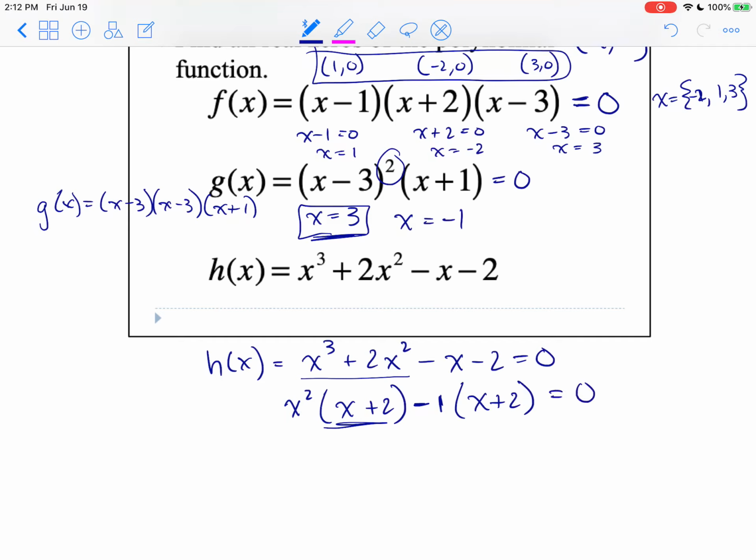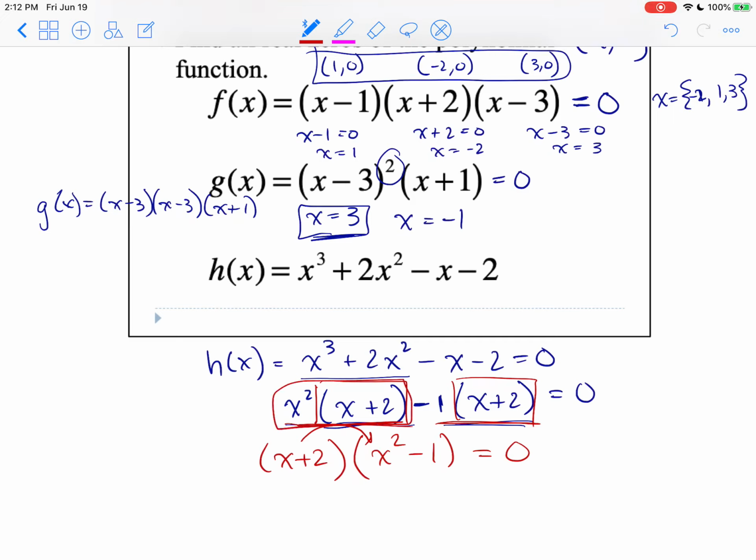Now the reason I want to factor it this way is that now I have 2 terms, term 1 and term 2. And in both terms, there is a common factor, x plus 2. So I can factor that out, and I'm left with x squared minus 1. Okay? And again, if I multiply this through, x squared times x plus 2 gives me this back. And if I multiply x plus 2 by -1, I get this back. Okay, so it works.